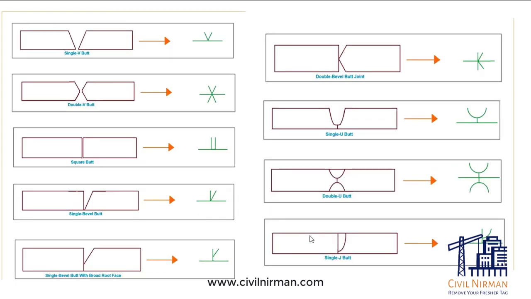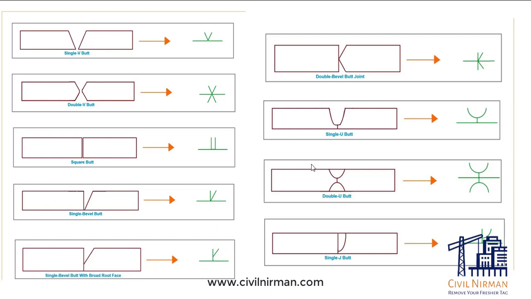Now let's check out some of the different categories of the elementary symbols. So you can observe over here for the different categories of the joint like single V-butt, double V-butt, square butt, single bevel butt. The indicated symbols which are used for the weldings are shown over here.